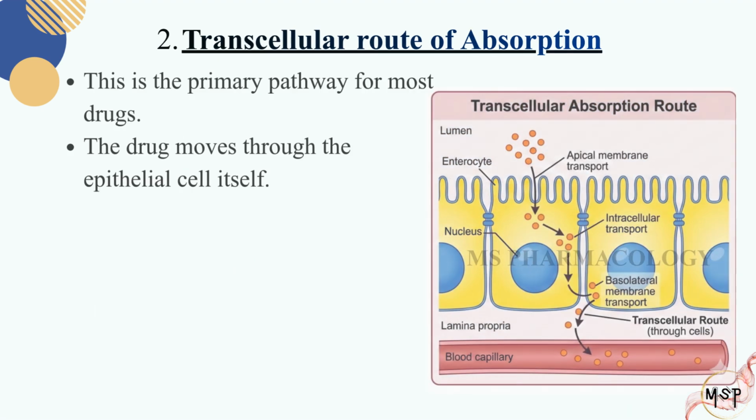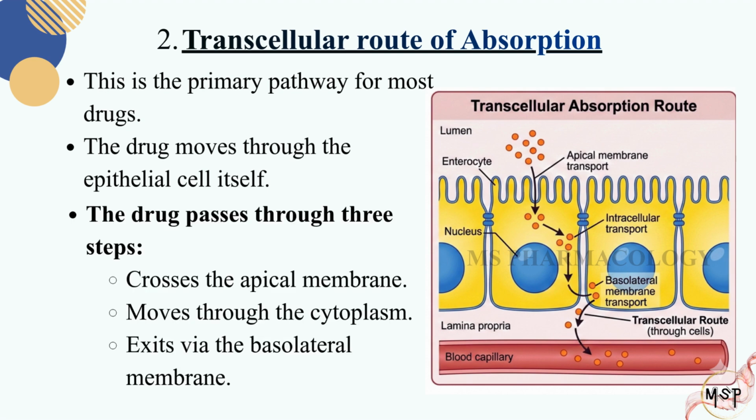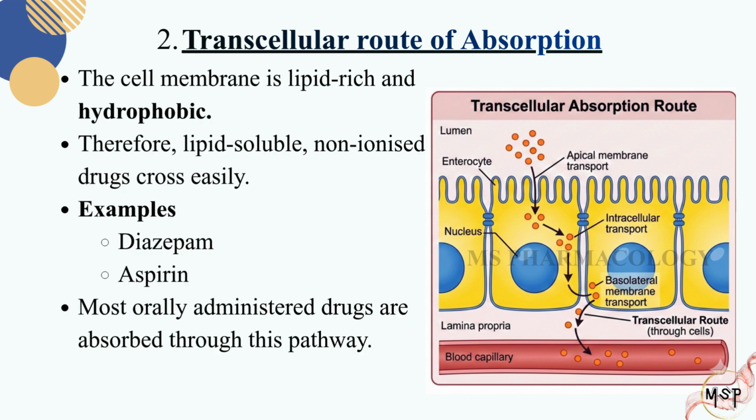Now we come to the main pathway, the transcellular route, through cells. This is the primary route for most drugs. Here, the drug crosses the apical membrane, passes through the cytoplasm, and exits via the basolateral membrane. Because the membrane interior is lipid-rich and hydrophobic, lipid-soluble, non-ionized drugs cross easily. That's why most orally administered drugs are absorbed via this route. Examples include diazepam and aspirin.